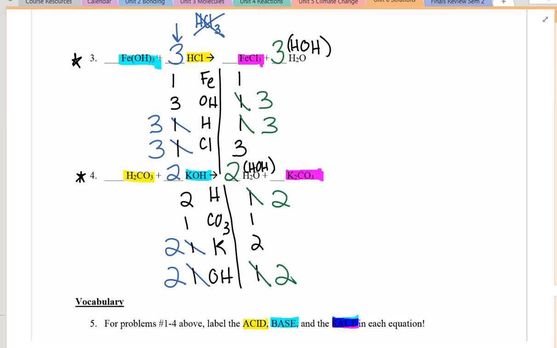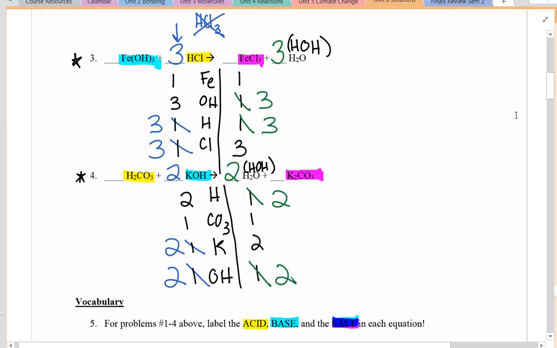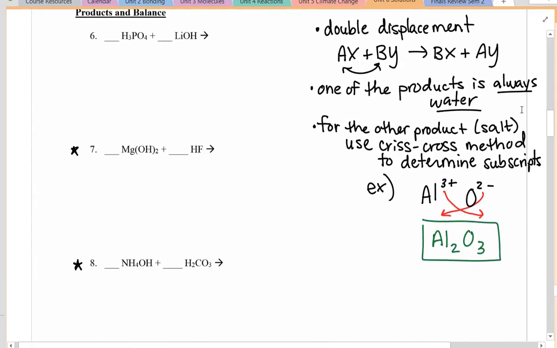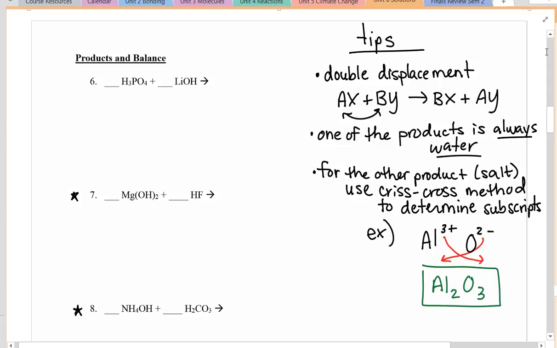Okay, let's scroll down to the next type. In this type of problem, we are going to predict the products and balance. So some tips here. This is what we call a double displacement reaction, in which you've got 2 compounds, and the first elements in each of those compounds switch places with each other, forming 2 new partners. So we basically switch partners here.